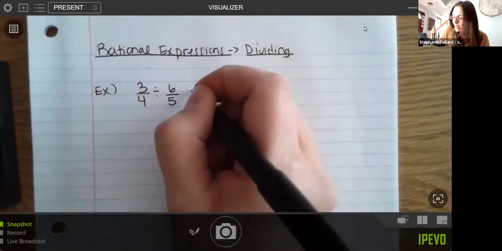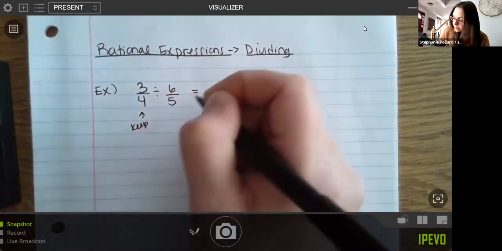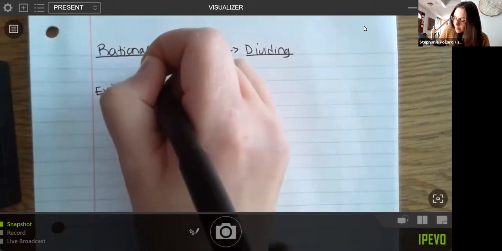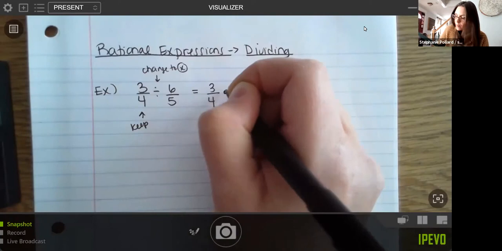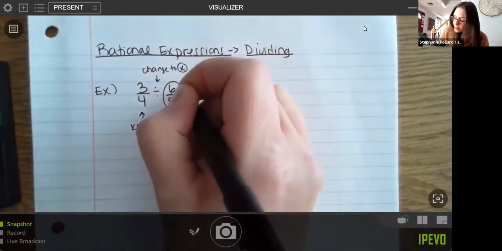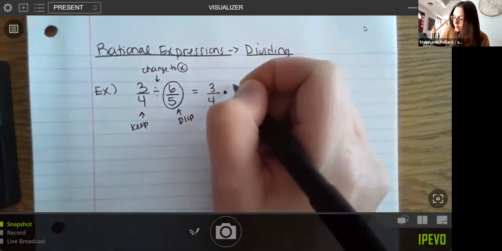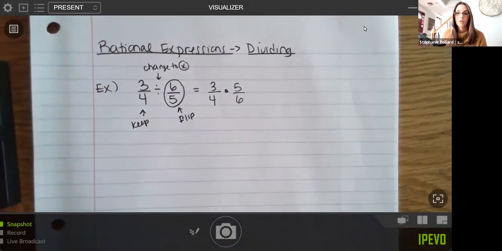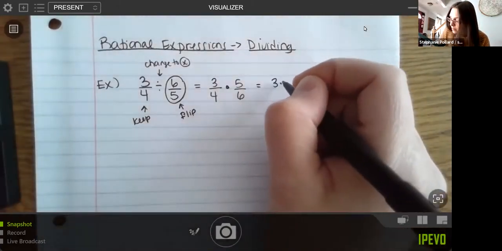What you would do for dividing fractions is you would keep your first fraction the same. We change to multiply. And then remember, we always took the reciprocal or flipped that second fraction. And then what you do is you multiply from here. So you just use your regular multiplication skills. Remember, we multiply straight across.